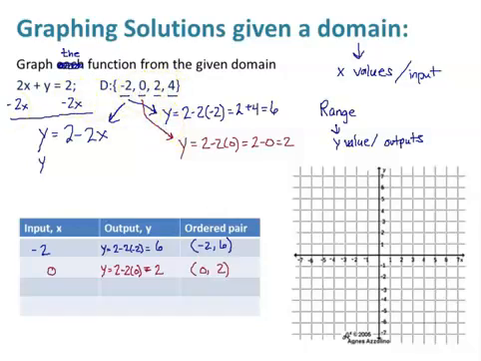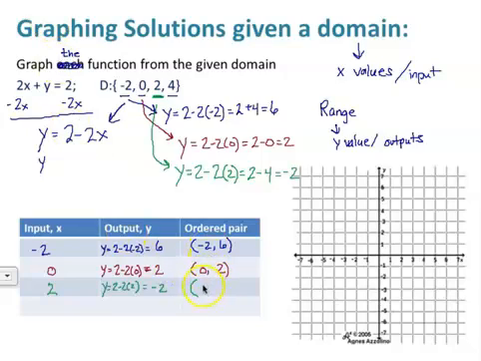So we're going to keep going. Let's change colors here. When we have an x value of 2, y equals 2 minus 2 times 2. 2 times 2 is 4, so we're really taking 2 minus 4 equals negative 2. So when our x value is 2, our corresponding y value will be negative 2, which means our ordered pair will be 2, negative 2.